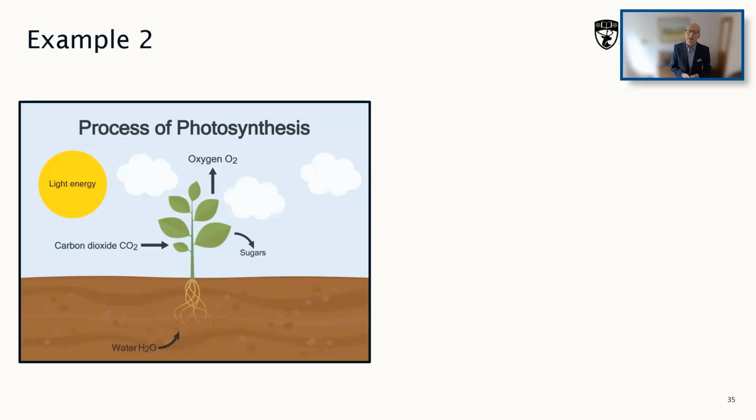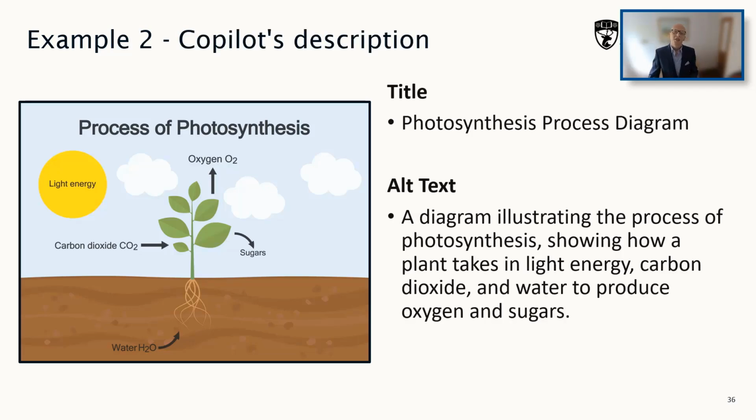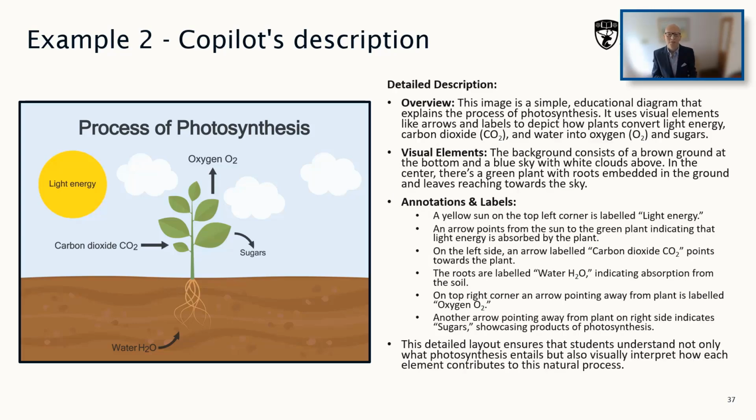My next example is a basic diagram of the process of photosynthesis aimed at school children. Copilot's title is fine, photosynthesis process diagram. The alt text is also pretty good: a diagram illustrating the process of photosynthesis, showing how a plant takes in light energy, carbon dioxide and water to produce oxygen and sugars. However, when I show you my own description, I'll highlight how I could make it a little better.